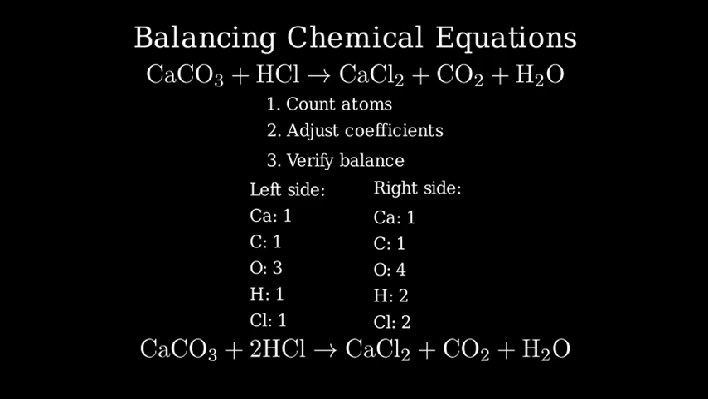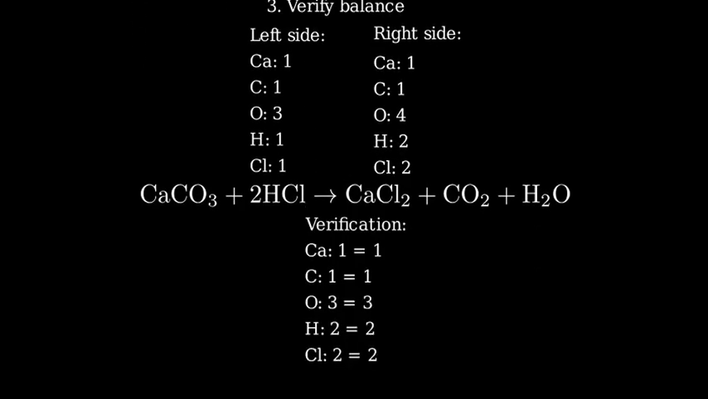We have 3 on the left and 4 on the right. We can't change the coefficient of CaCO3 without unbalancing calcium. So we'll add a coefficient of 1 to H2O on the right side. Let's verify that our equation is now balanced.